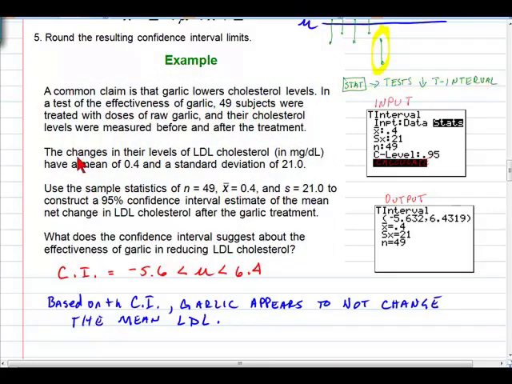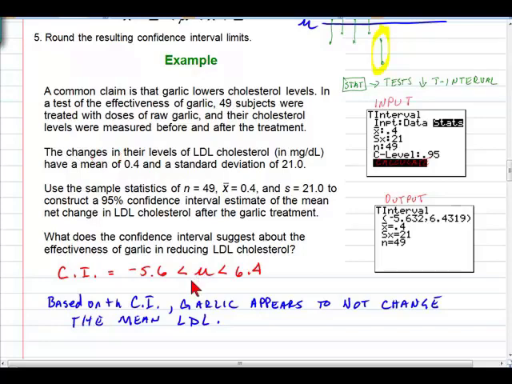Remember, this number measured the change in their LDL level, meaning they measured the cholesterol before they did the test. They administered the test of giving people raw garlic, and then they measured their cholesterol again. And this mean here is on the average change in the patient's cholesterol level.